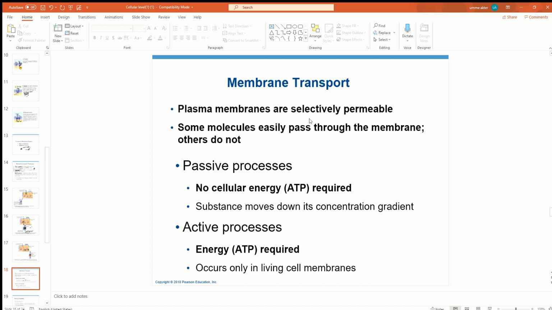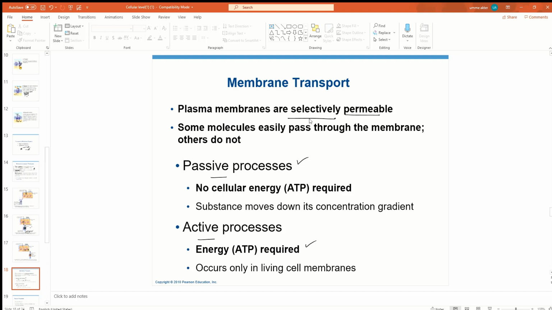Transport across the cell membrane. The cell membrane, as I mentioned, is a semi-permeable membrane, right? So it is partially permeable or selectively permeable. It will not allow everything, but will allow some chemicals to pass through it. Through the cell membrane, chemicals cross in two ways: passive and active.